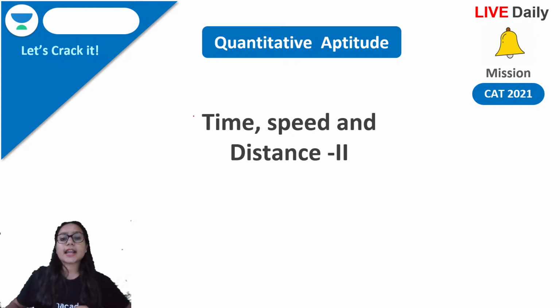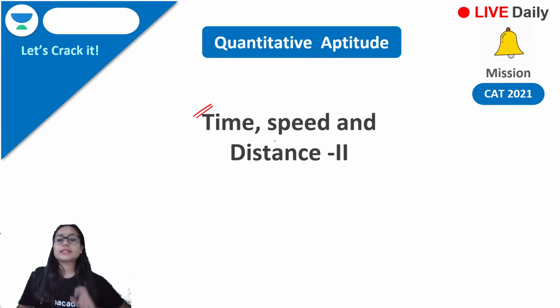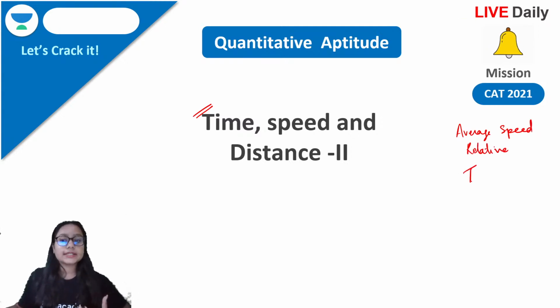So this is the second class of time, speed, distance. Yesterday we discussed the basic concepts of time, speed, distance. We discussed the basic formulas. We discussed the concept of average speed. We also discussed relative speed, and how to solve questions related to moving trains.